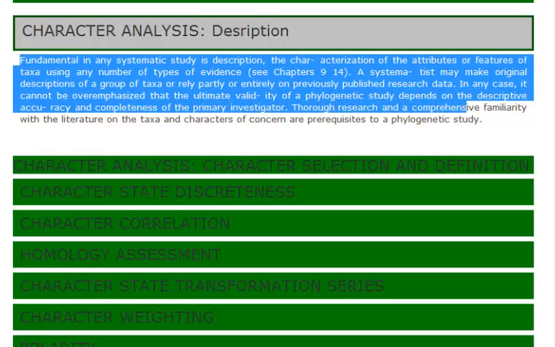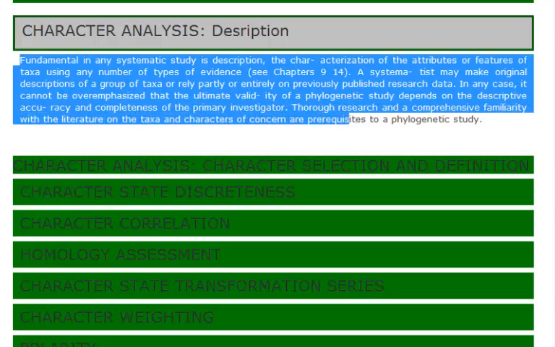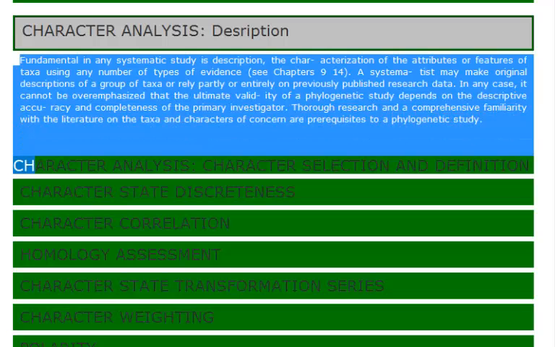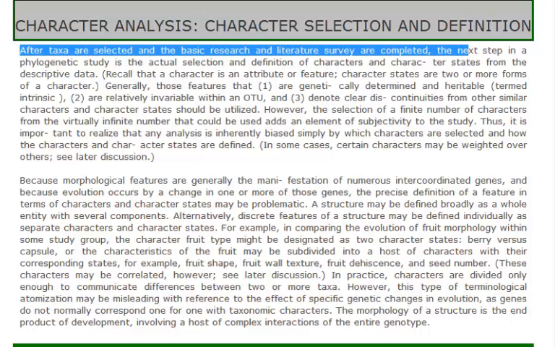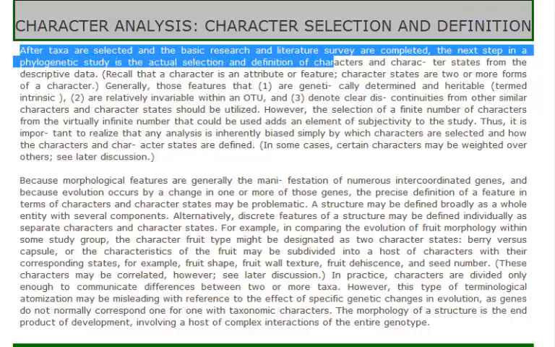Thorough research and comprehensive familiarity with the literature on the taxa and characters of concern are prerequisite to a phylogenetic study. Character analysis. Character selection and definition. After taxa are selected and the basic research and literature survey are completed, the next step in a phylogenetic study is the actual selection and definition of characters and character states from the descriptive data.